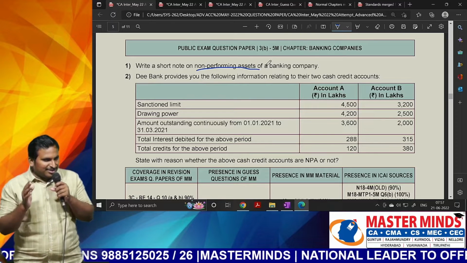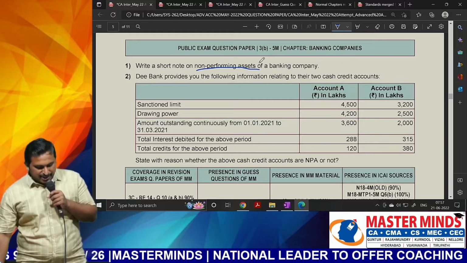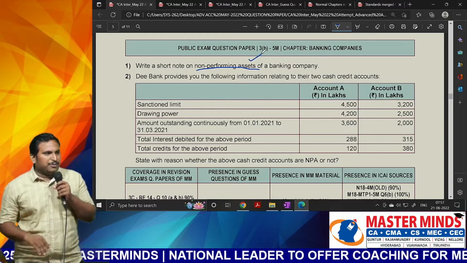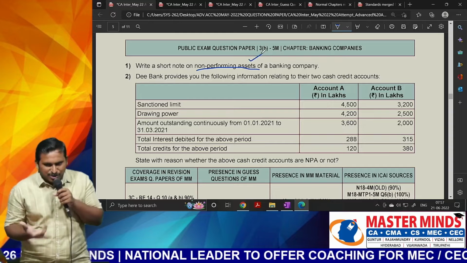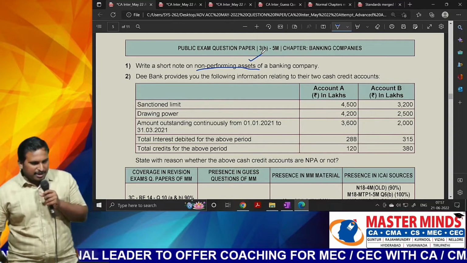Write a short note on non-performing assets of a banking company. I think in the sessions you will get the definition of PA and NPA. So you should write the definition of NPA. NPA is an asset in respect of which interest or installment is overdue for a period exceeding 90 days. Like that you will get a definition.